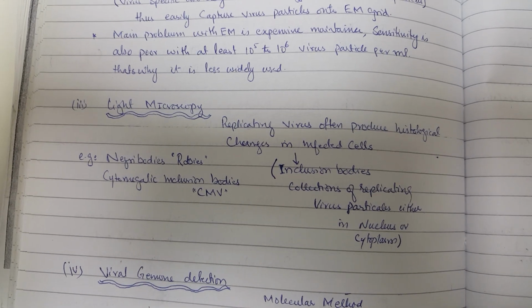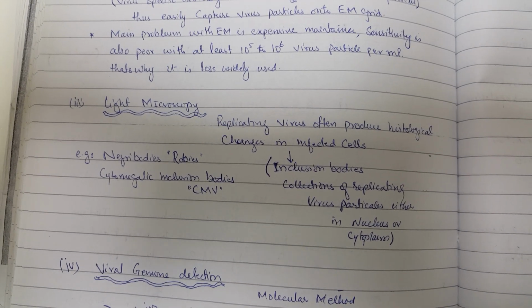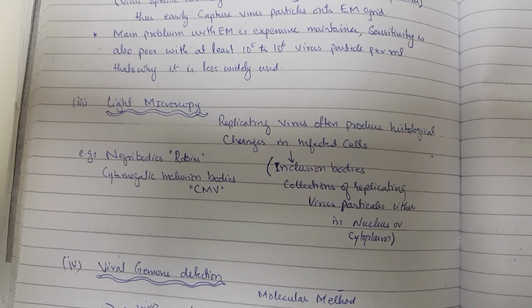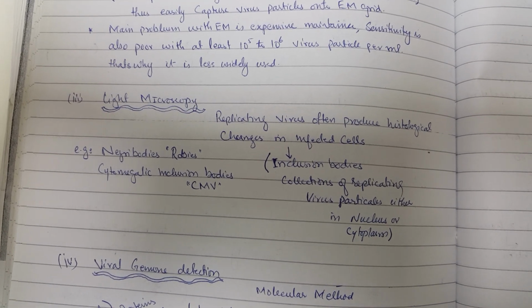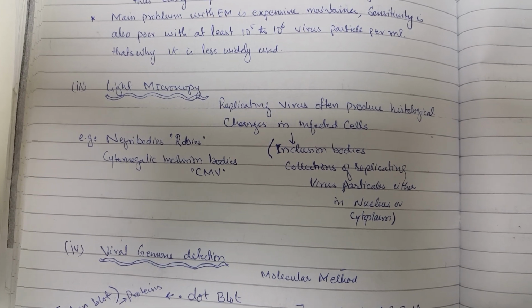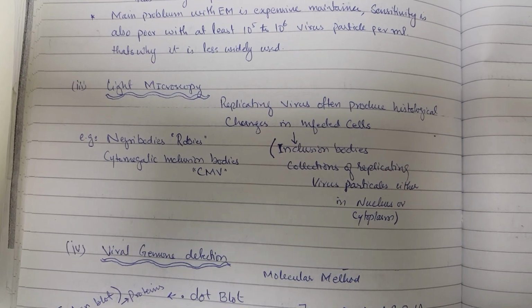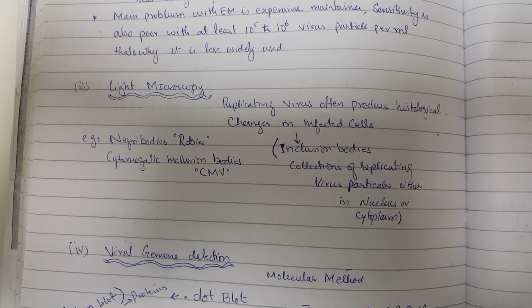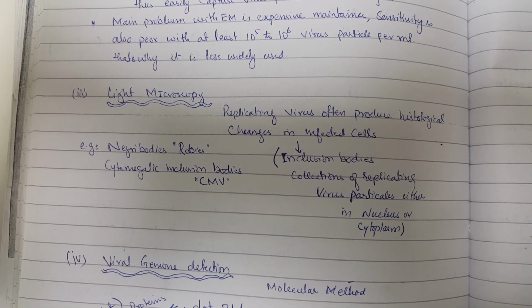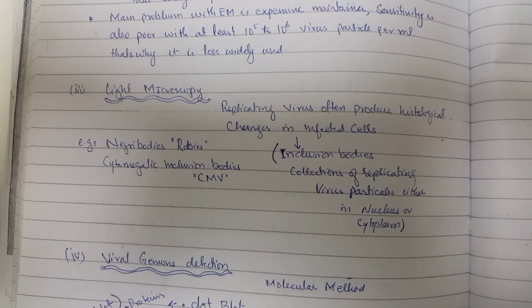In light microscopy, which is also direct examination, the replicating viruses often produce histological changes in many cells, like inclusion bodies, a collection of replicating virus particles either in the nucleus or cytoplasm, like Negri bodies in the case of rabies, and cytomegalic inclusion bodies in cytomegalovirus.